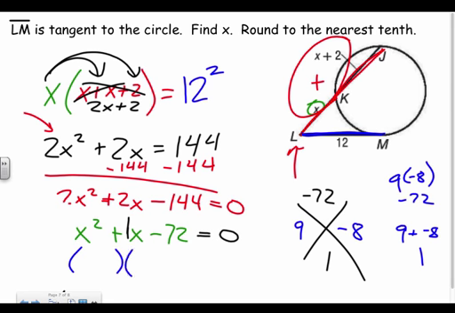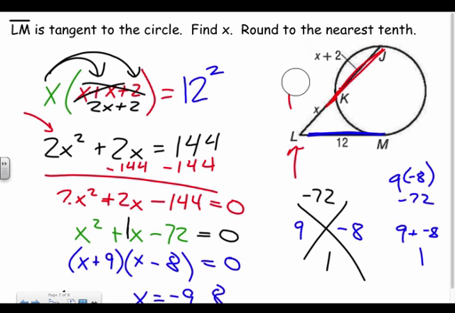So I can write this as a product of two binomials, just like you did in algebra. So you got x plus 9 and x minus 8. That means x has to be negative 9 or 8. But if I think about it, can I have a negative distance? Can I plug in negative 9 up here on my picture and have a negative distance? No. So I can't have a negative distance, so I'm going to get rid of the negative 9. That is not an answer. So it's just x equals 8.